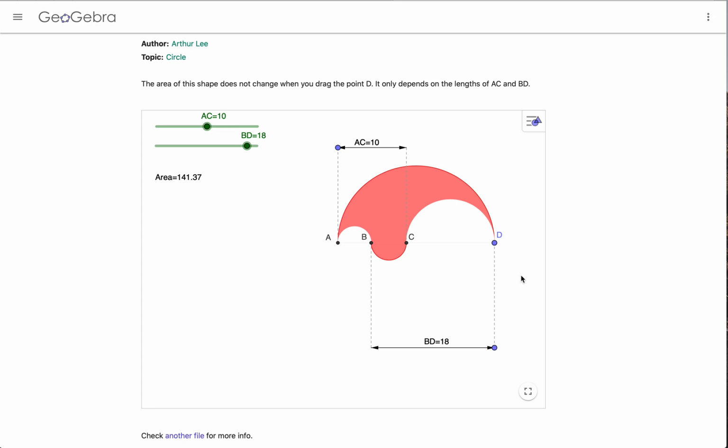Hi, I would like to share an interesting geometry problem here. So this is the figure. When I first see this problem, it seems quite simple, but you may have to try first.